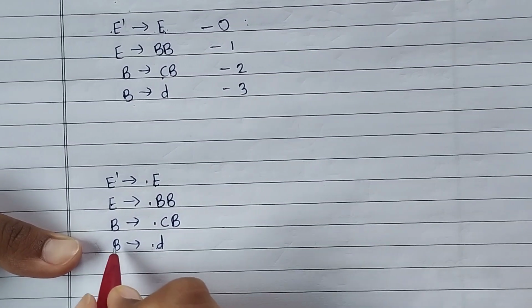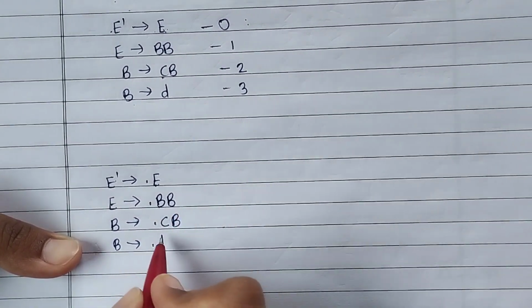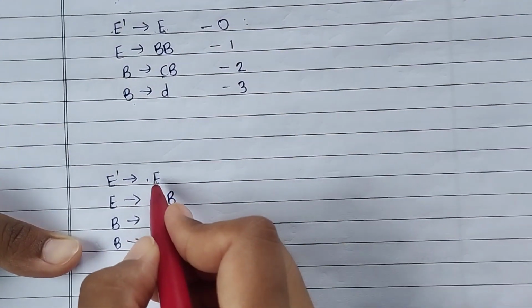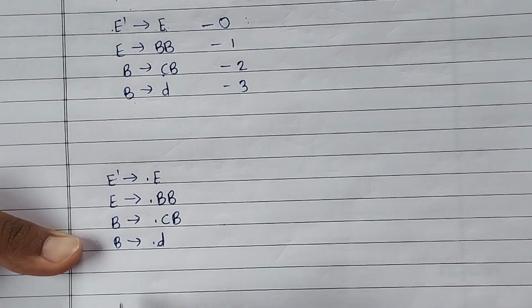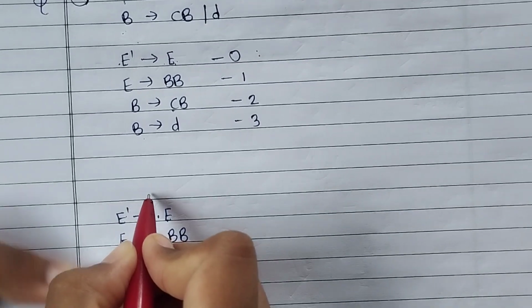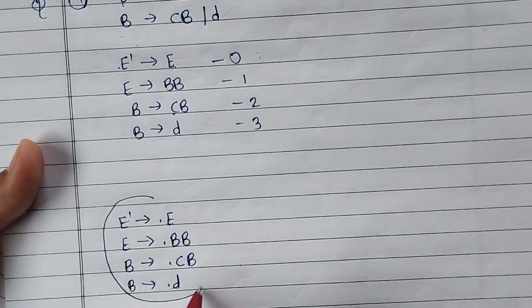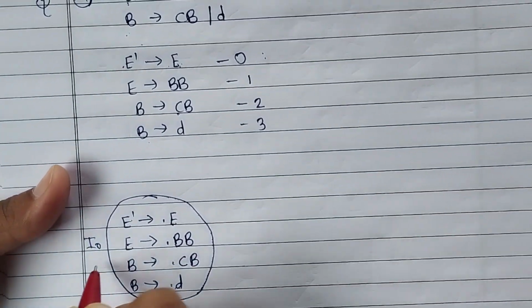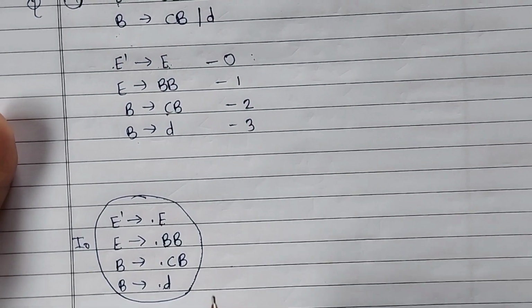But in case of B → .E, E is a non-terminal, so again we write all the grammar of E below this. So this is the rule. This is our first state, and we name it I0.